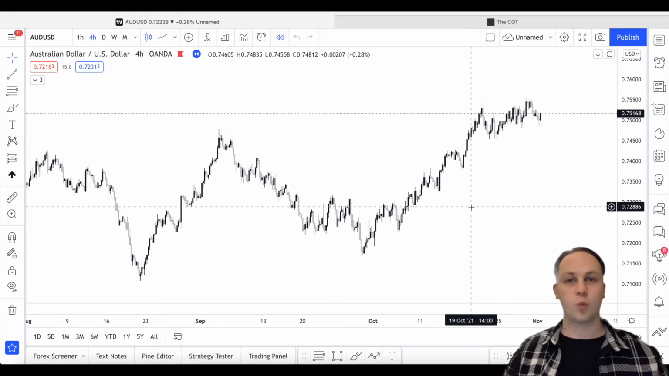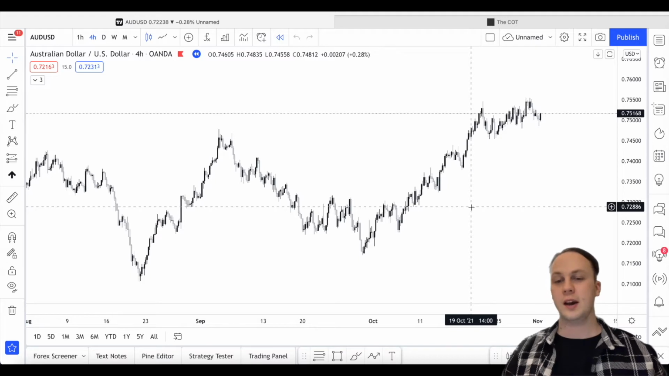The second thing is, what are the banks and institutions doing? And the third thing is where are your key levels? It's as simple as that. No indicators, nothing plastered on our chart. So let's break it down.